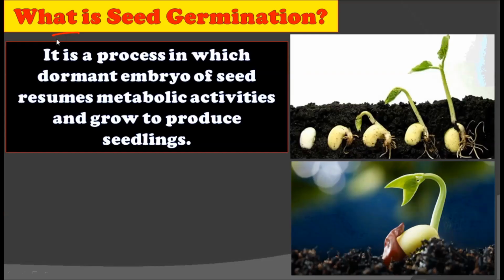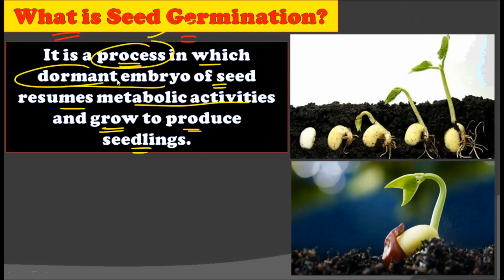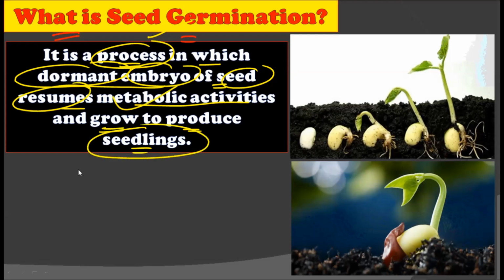Now, first of all, we are going to see what seed germination is. Seed germination is a process in which the dormant embryo of a seed reassumes its metabolic activity and grows to produce seedlings. That is, seed germination is nothing but the process in which the dormant embryo of a seed reassumes its metabolic activities to grow and convert into seedlings.